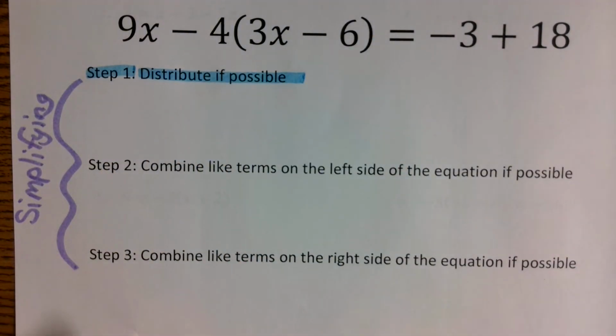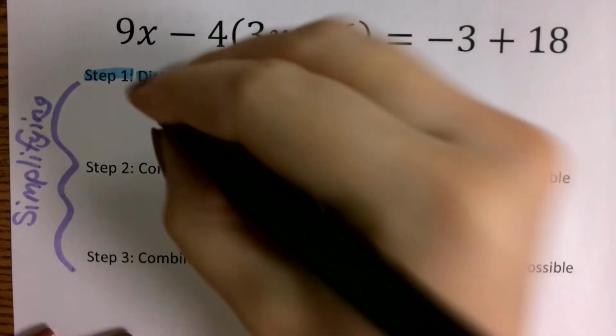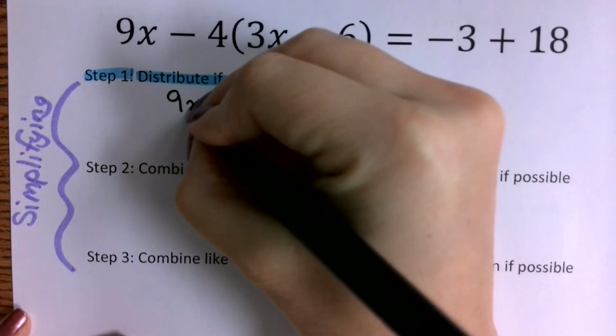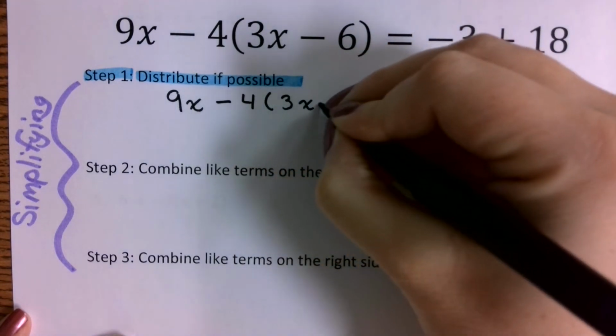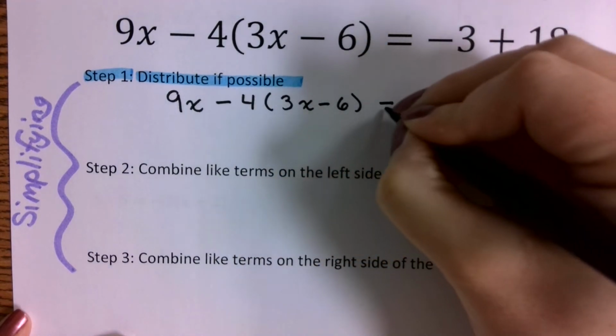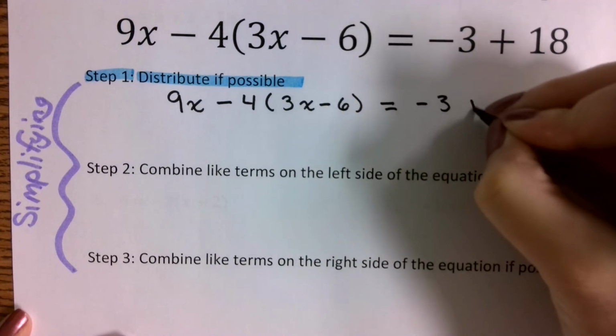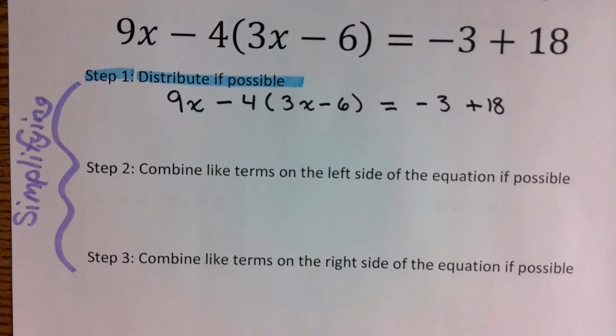So looking up at our problem, we've got 9x minus 4 times the quantity of 3x minus 6 is equal to negative 3 plus 18. The first thing I want to do is distribute. And in this case, I do have a distributive property problem.